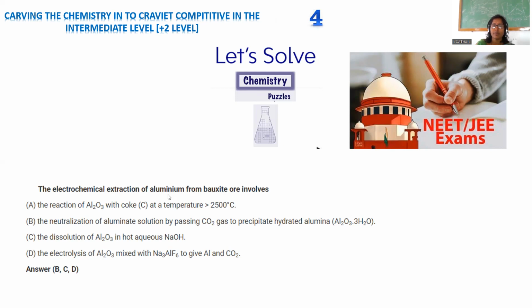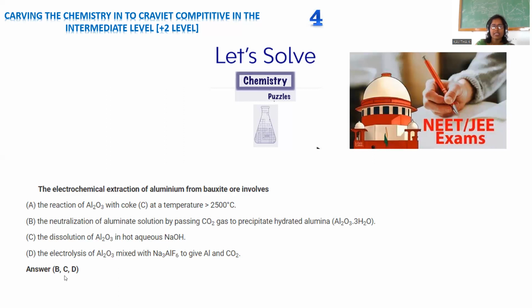Electrochemical extraction is most probably applied for aluminium and also for fluorine. Let's see how it will be applied. The options: reaction of aluminium with coke at a temperature less than 2500; neutralization of aluminate solution by passing carbon dioxide gas, where carbon dioxide precipitates hydrated alumina; the dissolution of alumina in aqueous sodium hydroxide; and the electrolysis of alumina mixed with Na3AlF6, called cryolite, to give aluminium and carbon dioxide. These are the options provided.